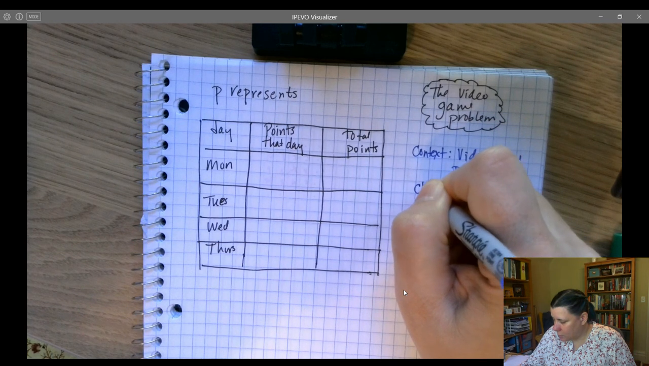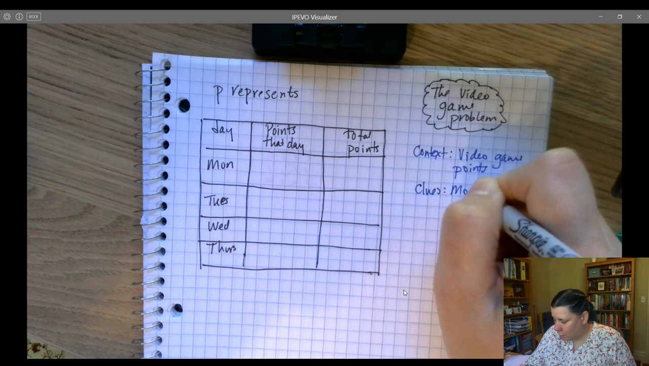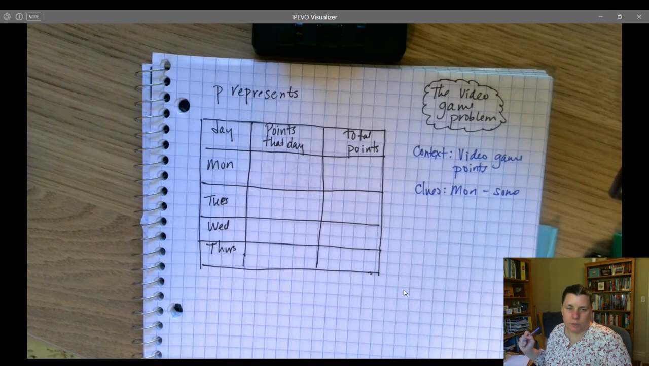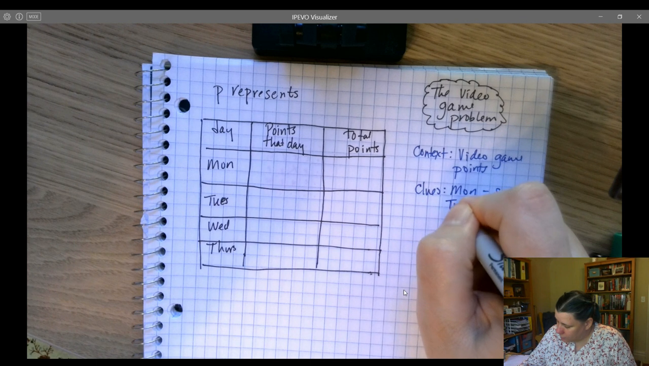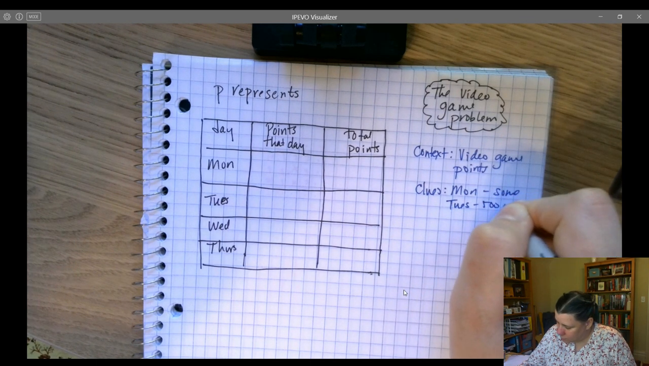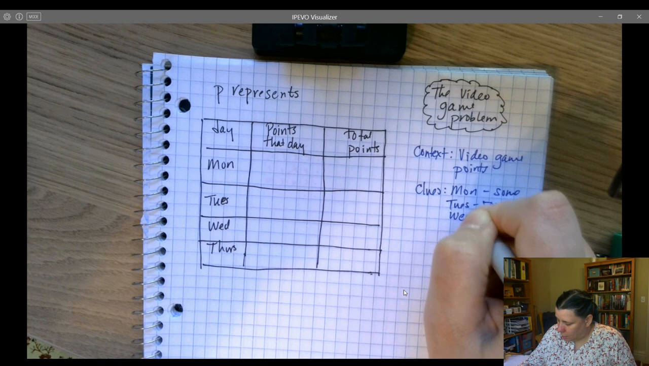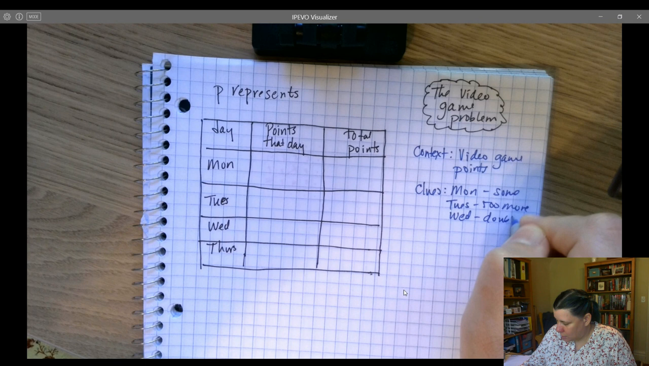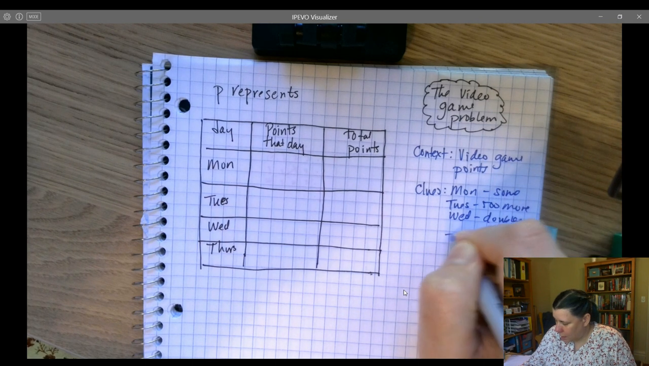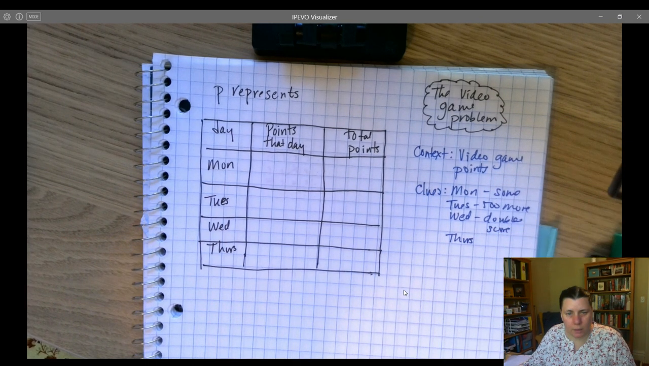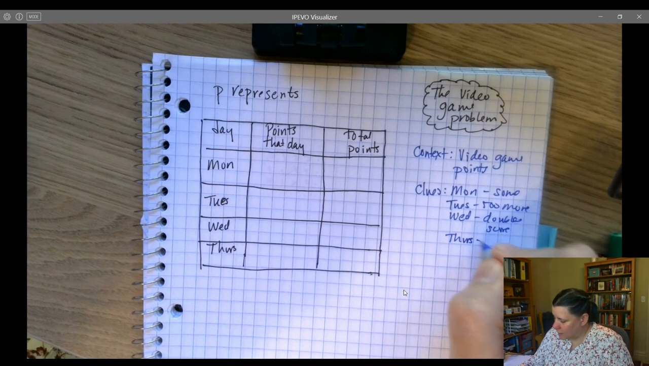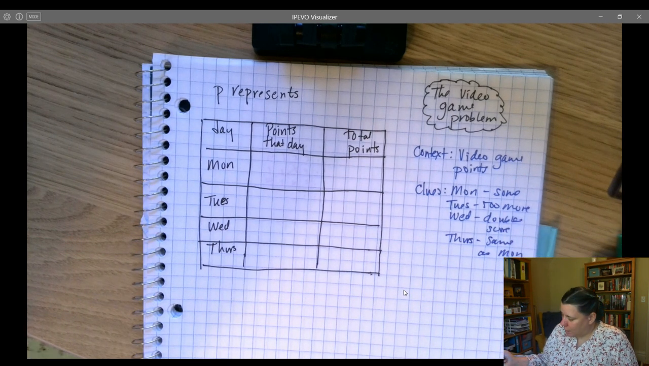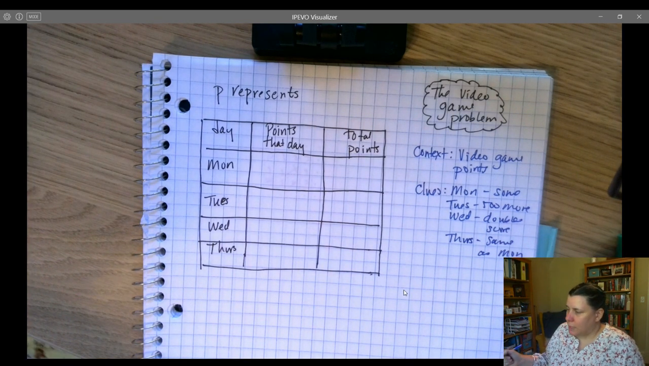And then the clues. Monday, she gets some. On Tuesday, she scores an additional 500. On Wednesday, she doubles her score. And on Thursday, she scores the same number of points as she did on Monday. Same as Monday. Okay. So we've got our context, we have our clues.